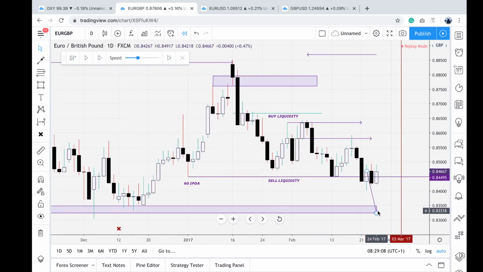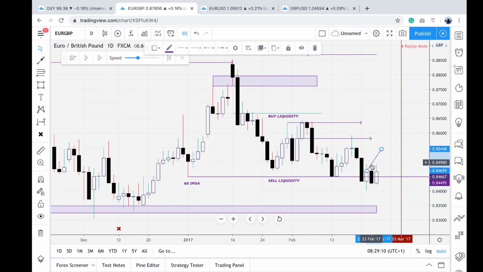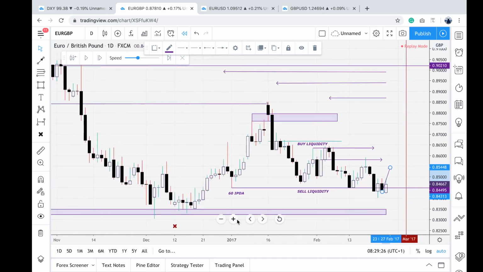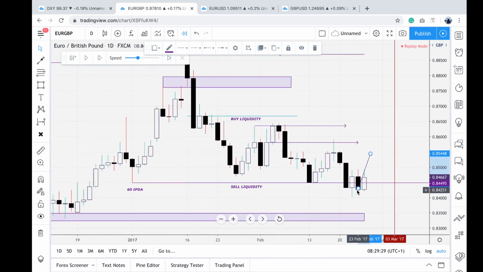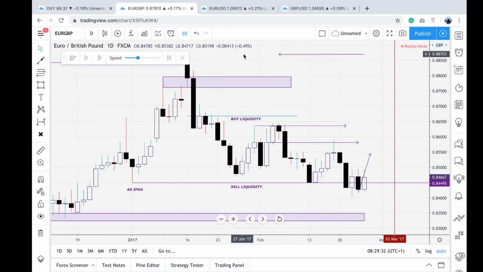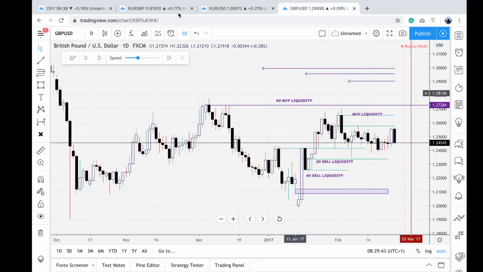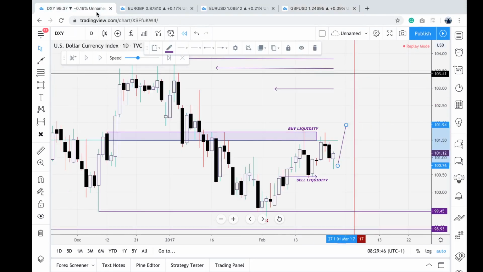So you could see higher prices on Euro Pound. If we consider this range, this range high, this range low, we are at a very deep discount level in terms of order block. So we could see a potential reversal around this level. Let's see what the market actually does. And on Euro Dollar, we're at a very deep discount level too, relative to this range, so we want to start to look for buys from this level. British Pound basically remains the same. So let's actually see what DXY does.